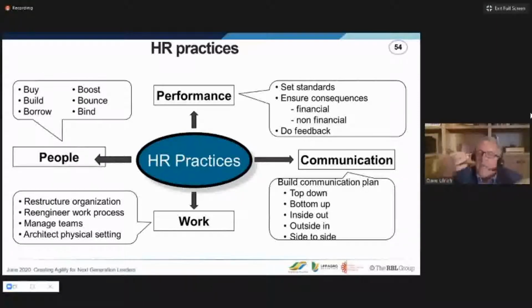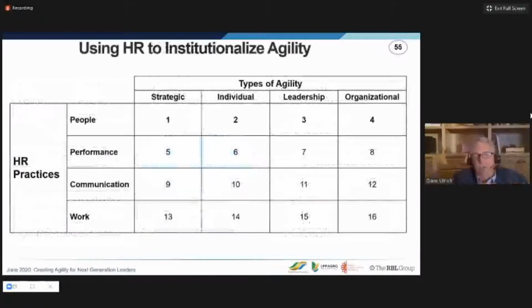Manage my people, manage performance on agility, set standards for agility, ensure consequences, do feedback, communicate about agility. Our sponsors are exceptional at learning and communication, and organize work and processes and teams to drive agility. Those 4 sets of HR practices, people, performance, communication, and work, can be used to drive all 4 types of agility. And again, I'm trying to give you some tools that you could go back and use.